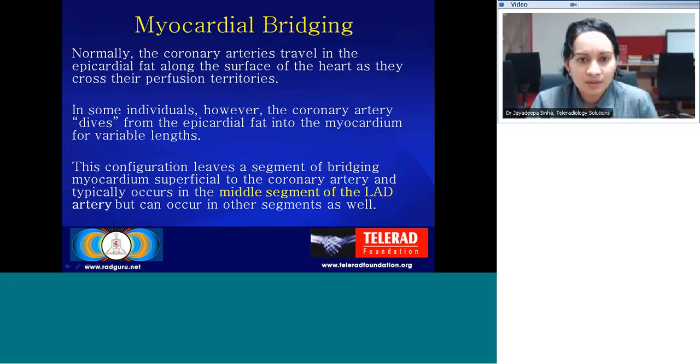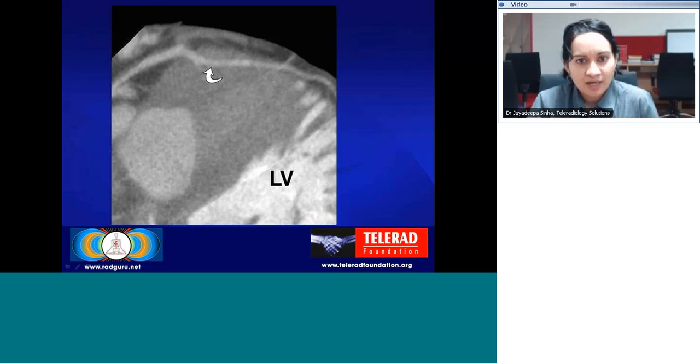Another common terminology that we come across is the concept of myocardial bridging. So normally the coronary arteries travel in the epicardial fat along the surface of the heart. But in some individuals, the coronary artery can dive from the epicardial fat into the myocardium for variable lengths. So this configuration leaves a segment of bridging myocardium. Like we see in this diagram, the mid LAD is seen diving into the myocardium of the left ventricle for a short segment and then emerging again to traverse in its subepicardial fat course.